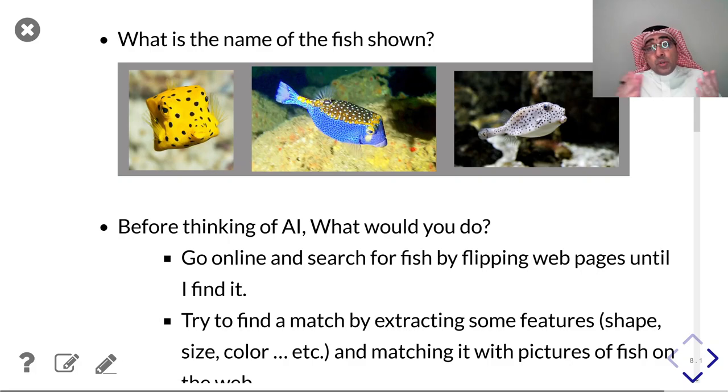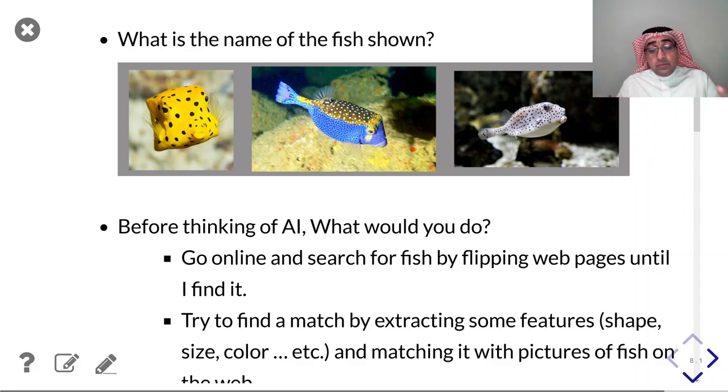For example, a book that has pictures of fish with their names. Or you can go online and find a database that has this, so you can look at it, extract the pictures, and then compare the two pictures. What we do is we take our pictures and we compare them with the pictures that we have from the database that we got, from the book that we got.